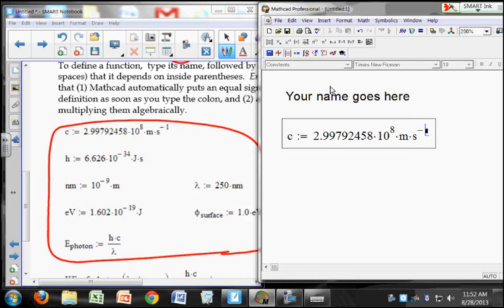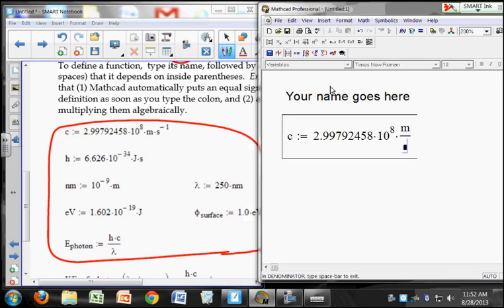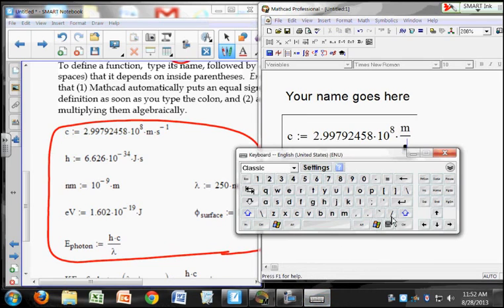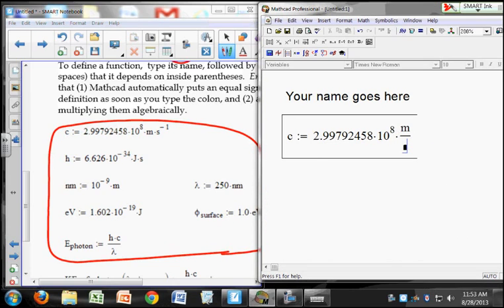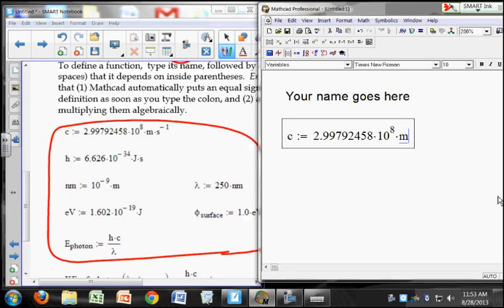Or if you want, you can do slash. The slash key is this key right here on your keyboard. If you want to put your other unit in the denominator, maybe for a second, you can do it that way. Let me just type it the way I had it in my instructions. Let's define h. H colon, that will give me a colon equal sign.